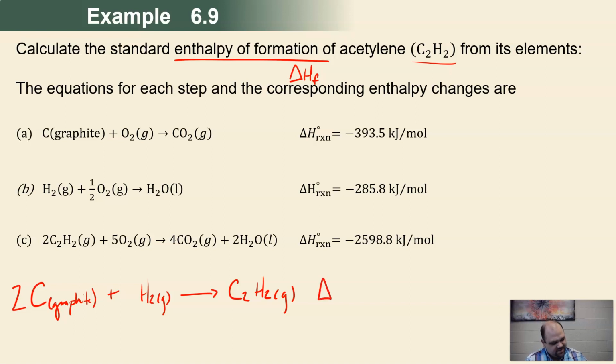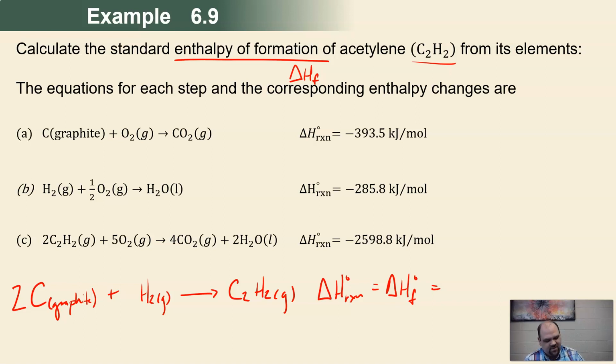Easy enough. I'm looking for delta H for this reaction, yes, but delta H for this reaction is equal to the delta H of formation, because what we're doing is we're going from elements in their standard states to 1 mole of a product, in this case acetylene. But we don't know what that is. That wasn't given to us.